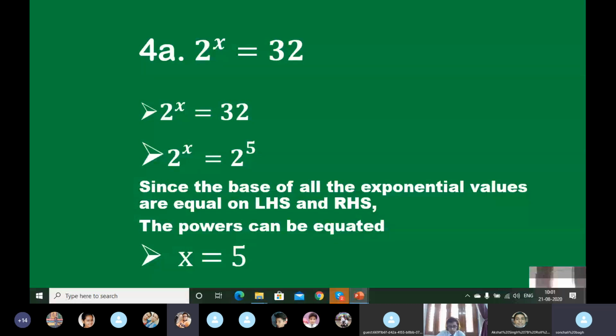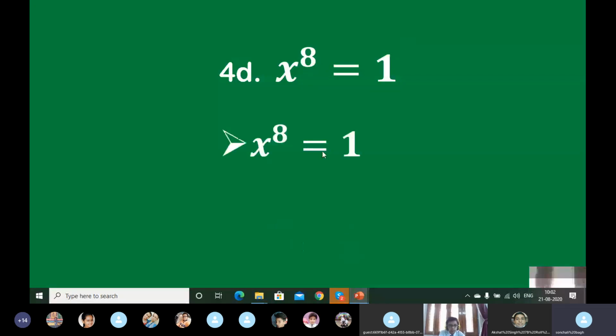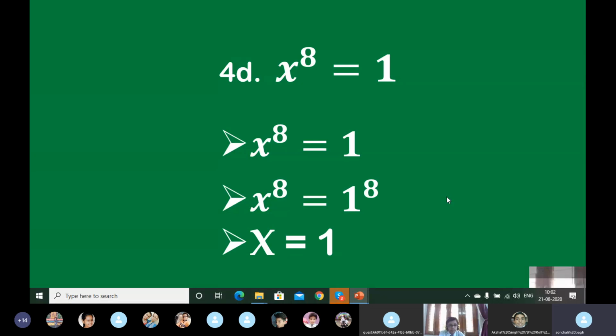Okay, let's see another form. Here x to the power 8 is equal to 1. So what will be the value of x? Ma'am, 1. Right. 1 to any power is 1. So if we write x to the power 8 equals 1 to the power 8, that means x is equal to 1. Any confusion? It was an oral question, okay.